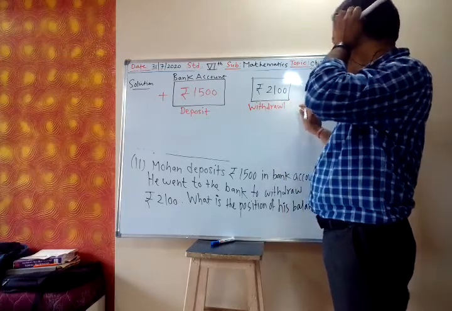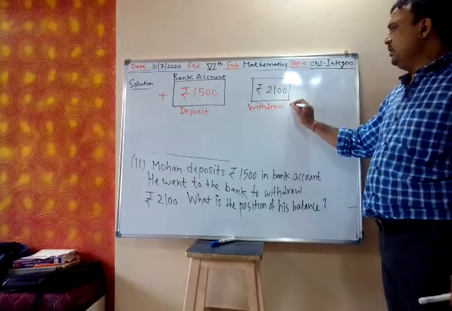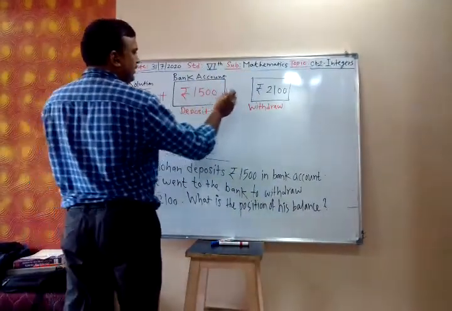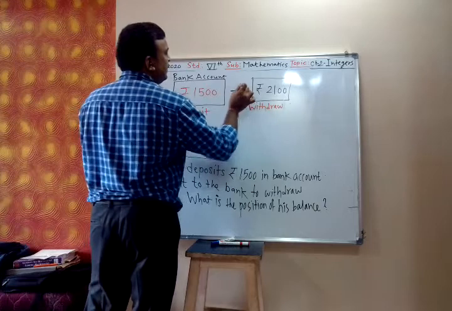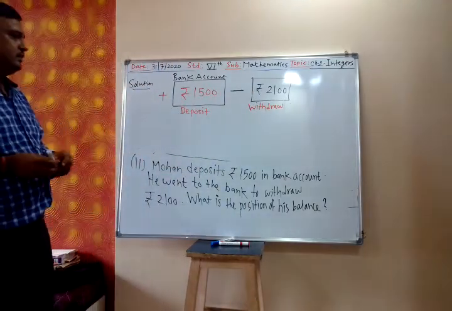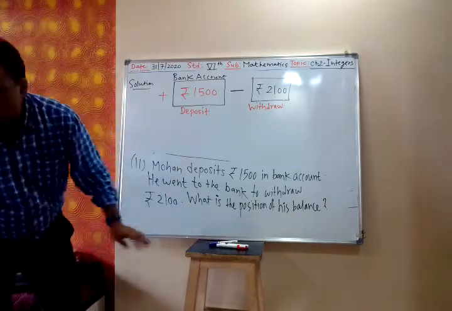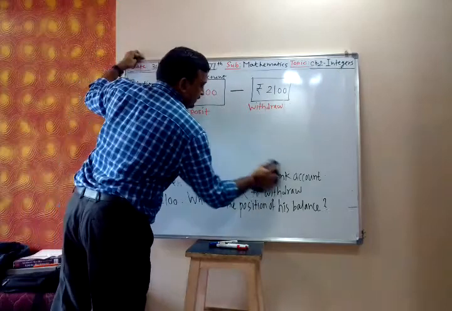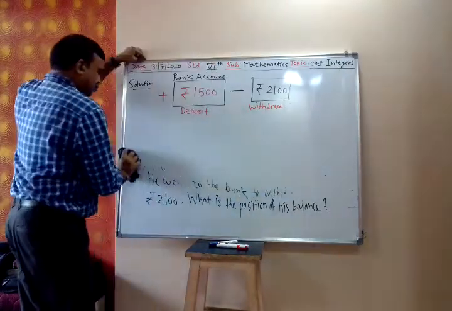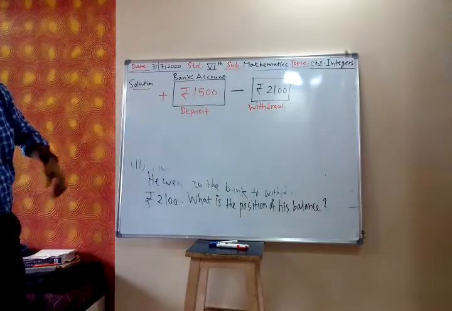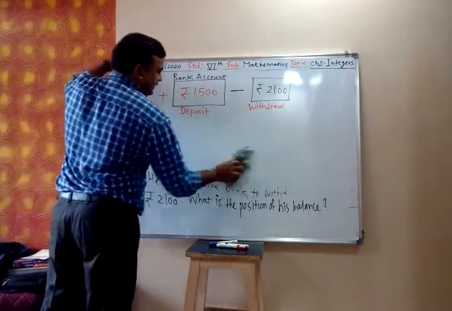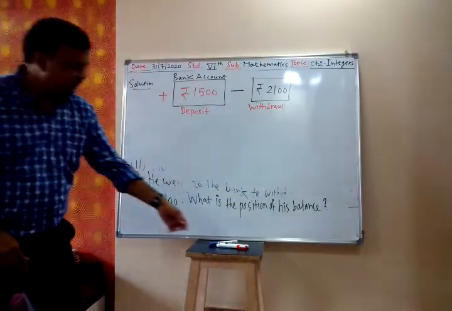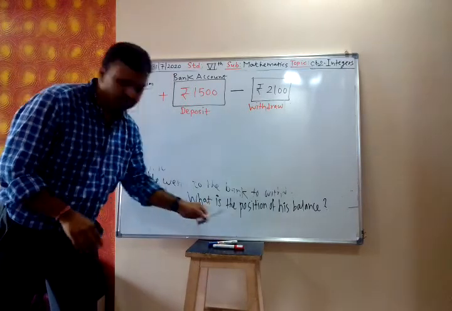This is the withdraw amount. Withdraw means you have to take the minus sign. Withdraw means minus, remember. And deposit means plus. Now write this down.